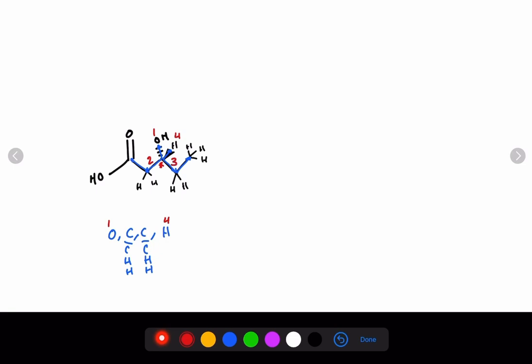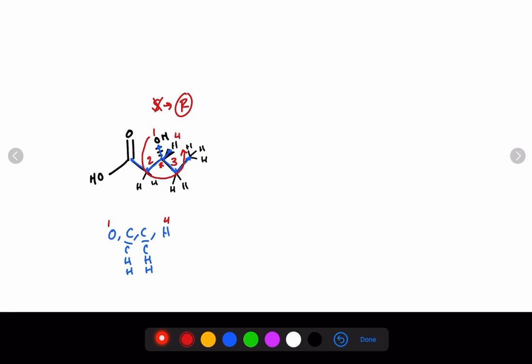Now, the 4th priority is pointing towards us. It's on a wedge. So we're going to just look at this molecule and determine R or S as normal, but then we're going to flip it so that way we're actually figuring out the RS configuration as if the hydrogen was pointing away from us. So going from 1 to 2 to 3, it looks counterclockwise. So we think it's S, but since the hydrogen is pointing towards us instead of away from us, it's actually going to be R. So this molecule is R.